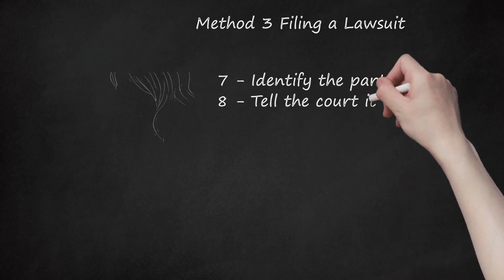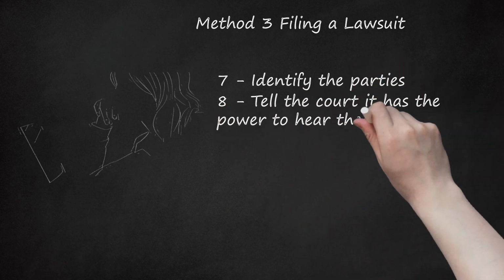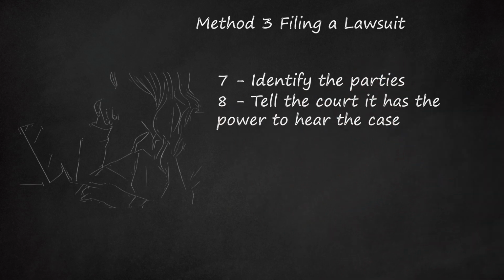8. Tell the court it has the power to hear the case. A court can't listen to your dispute unless it has power, called jurisdiction, over the subject matter of the dispute. After identifying the parties, type a section titled Jurisdiction and Venue. If you are suing in federal court, then tell the court it has jurisdiction under federal law.